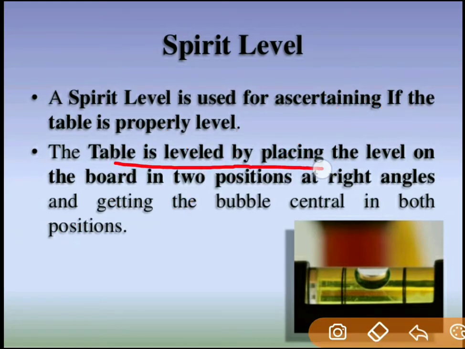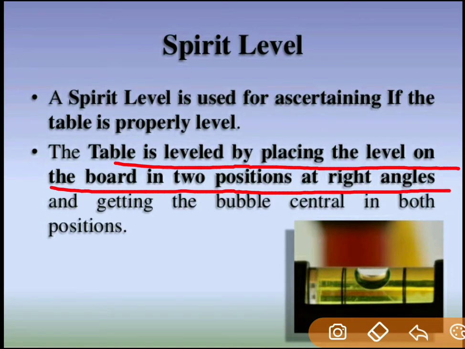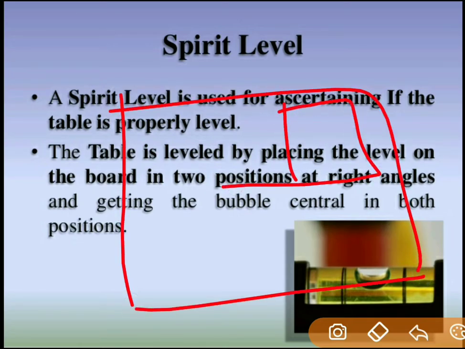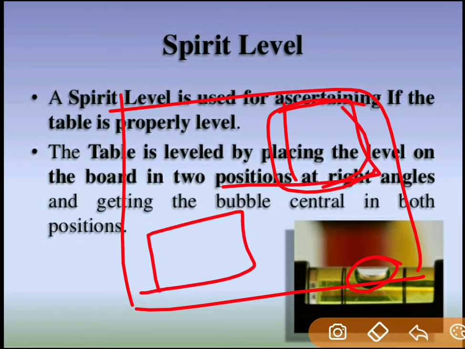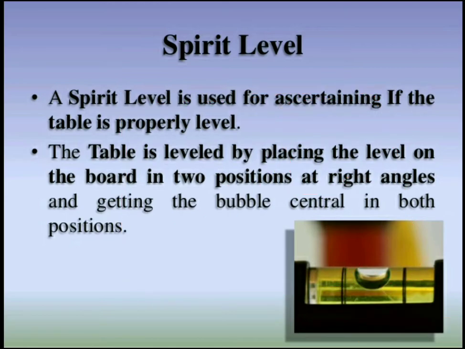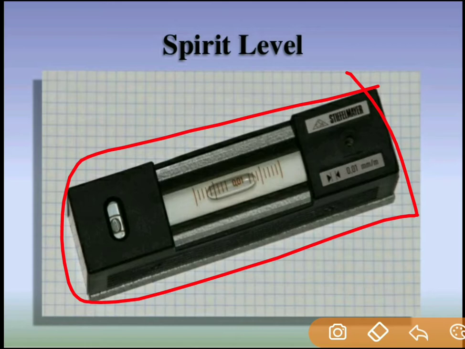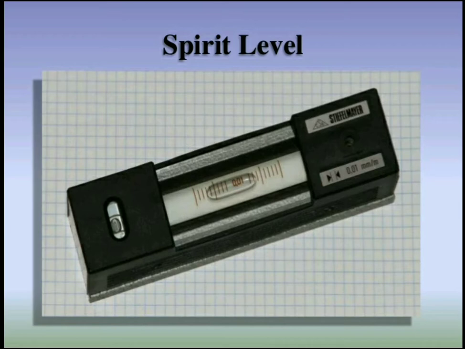The table is leveled by placing the spirit level on the board in two positions at right angles and getting the bubble central in both positions. What is the meaning of that? For example, this is my plane table. First we put the spirit level here and set the bubble at the center. Then only the plane table may be level. Then we keep the spirit level again here, and set the plane table in this way. Look here, this is the spirit level. Here we have a bubble, and we have to set that bubble always at the center, then the plane table is level.